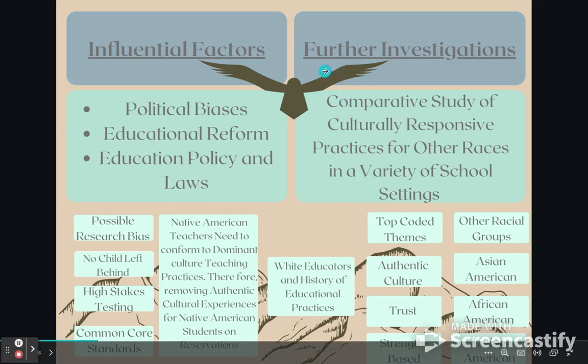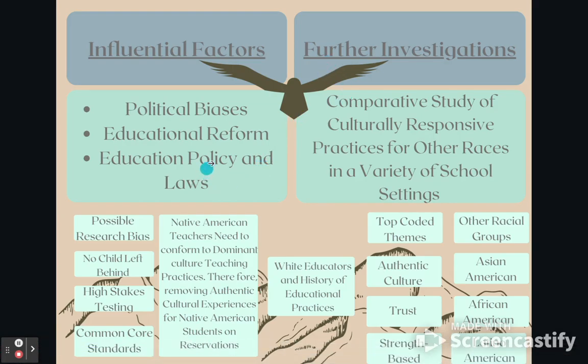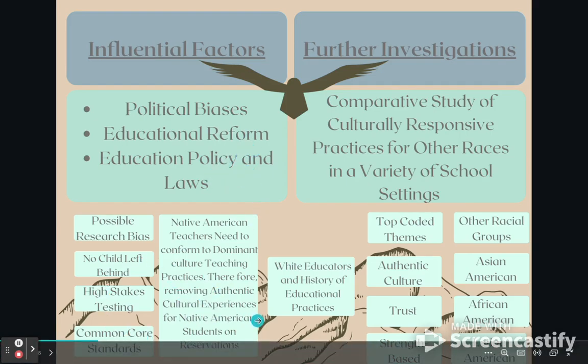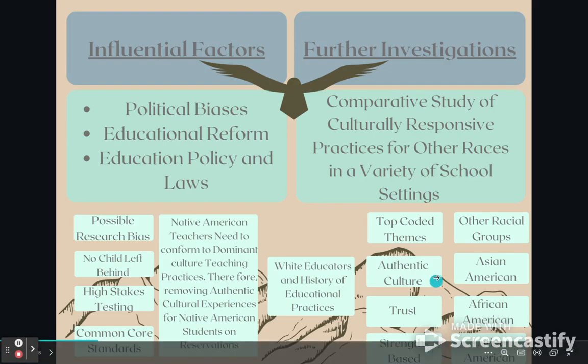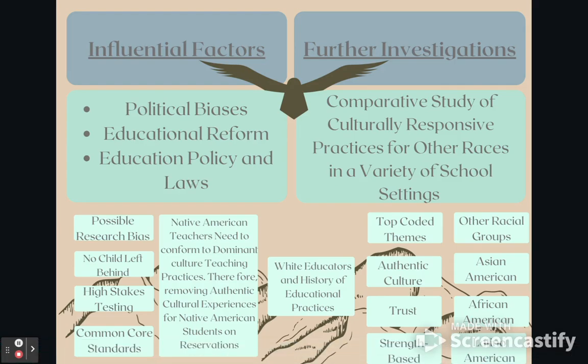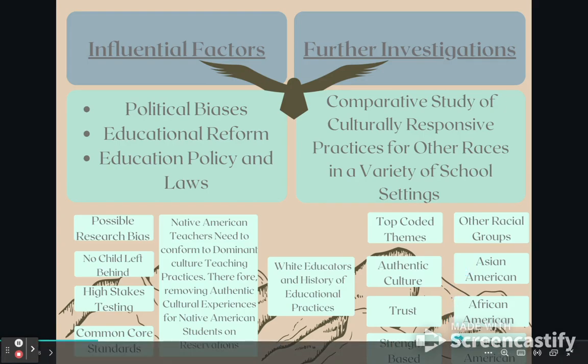Some further investigations that could happen are to really investigate how these educational policies do prevent these authentic cultural experiences from happening. We could also look at a comparative study of culturally responsive practices for other races in a variety of school settings. So, for instance, for the top coded themes of authentic culture, trust in the community, and a strength-based approach, we could compare to see if these top coded themes are also apparent in other cultures, Asian American, African American, or Latino American racial groups.